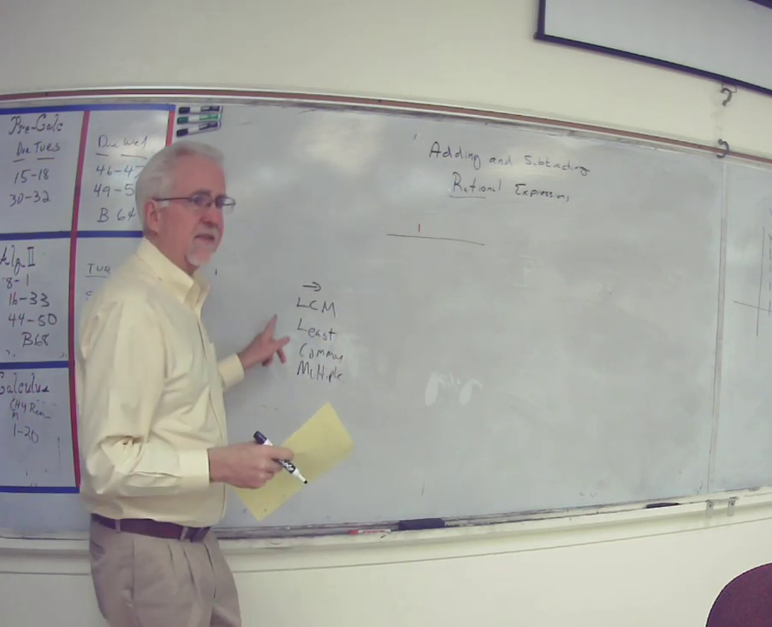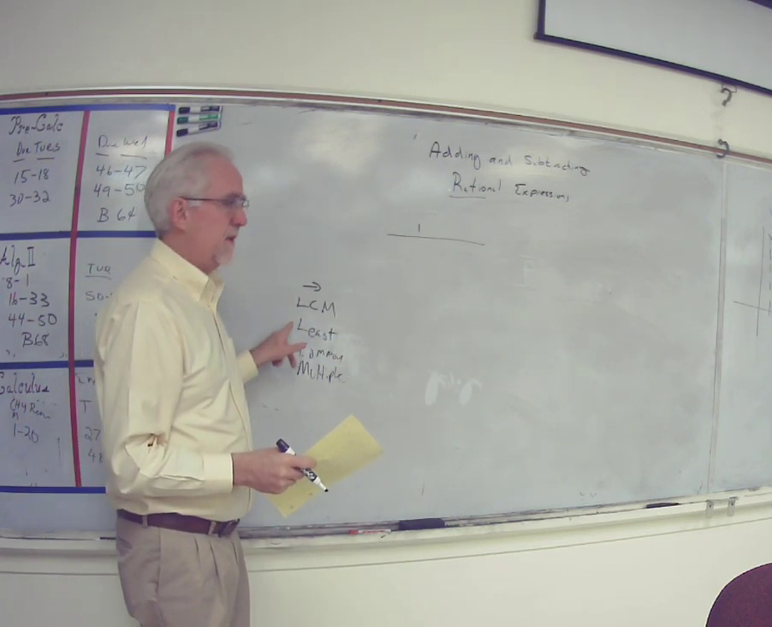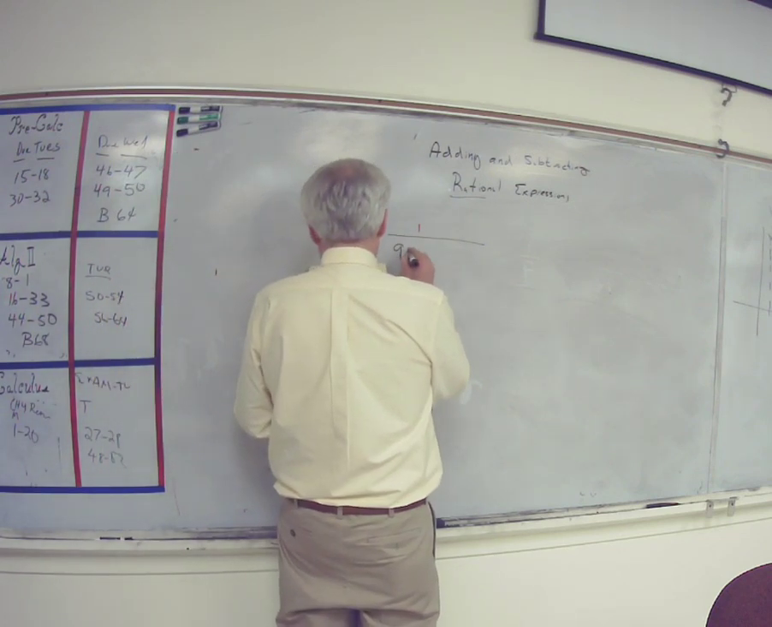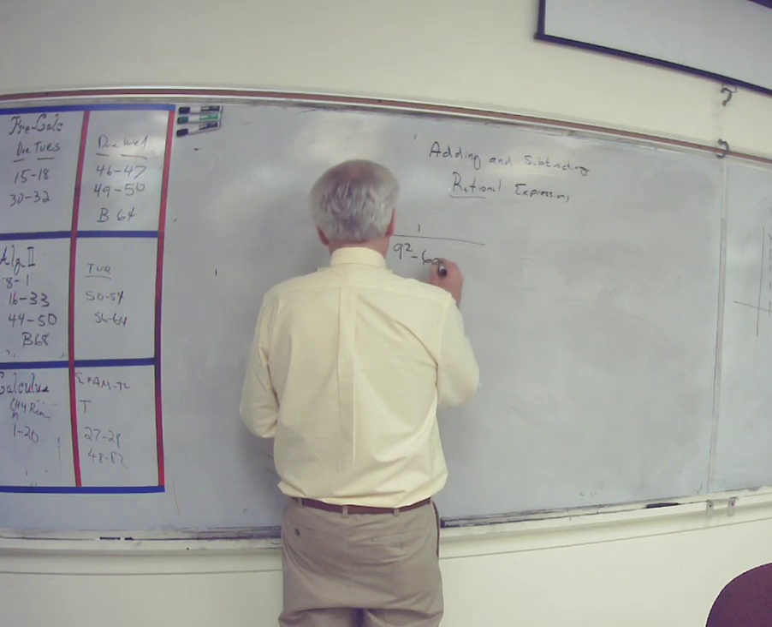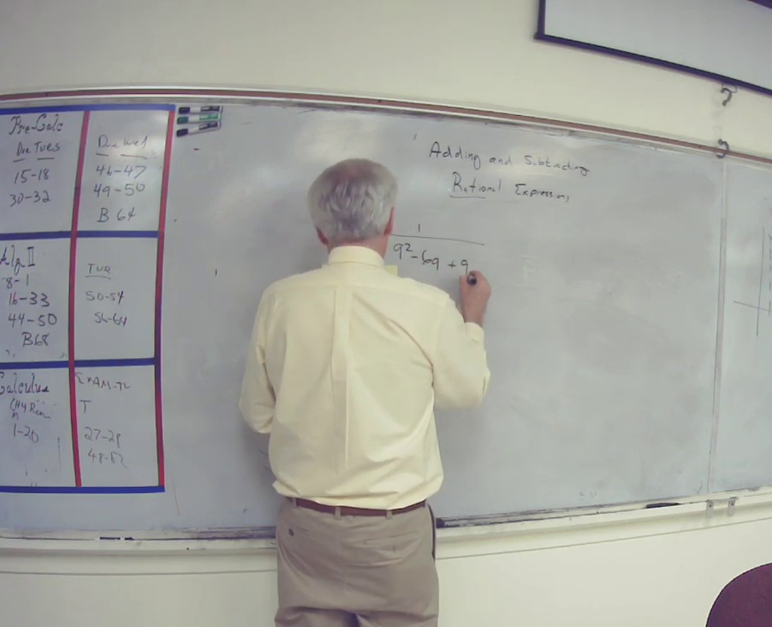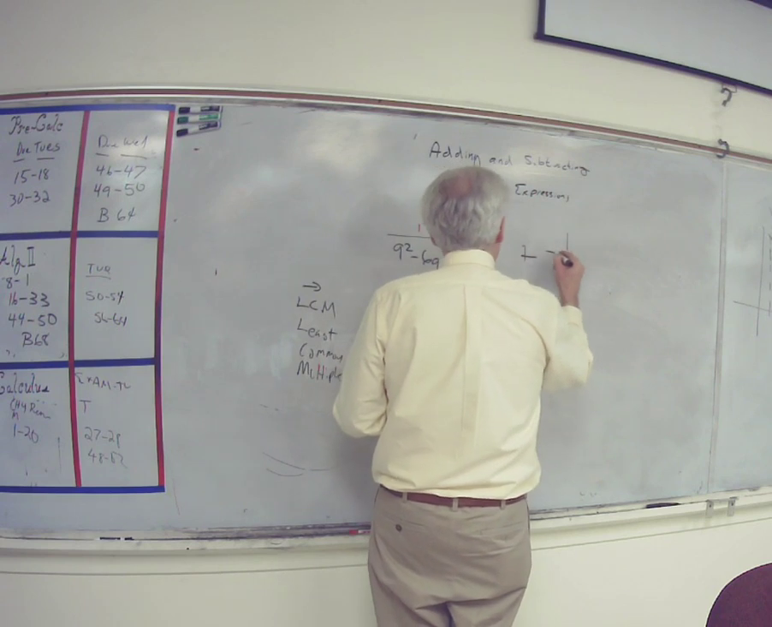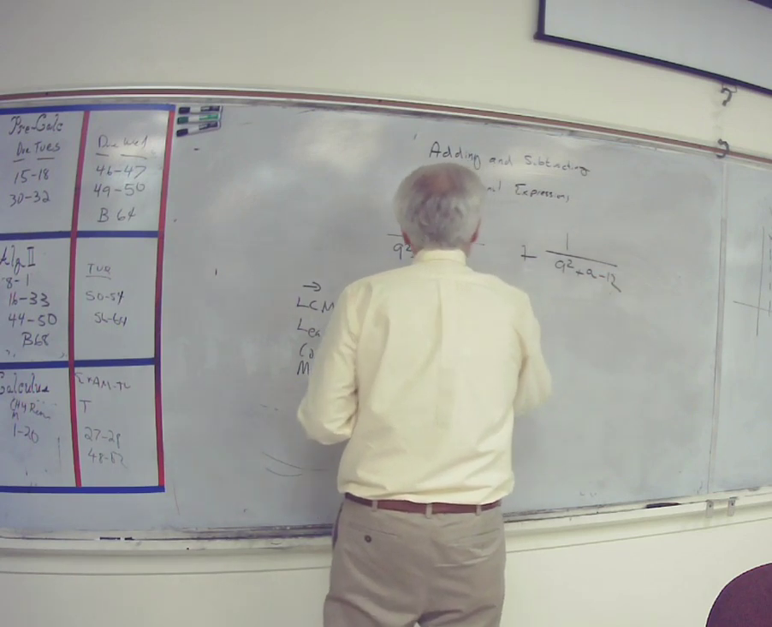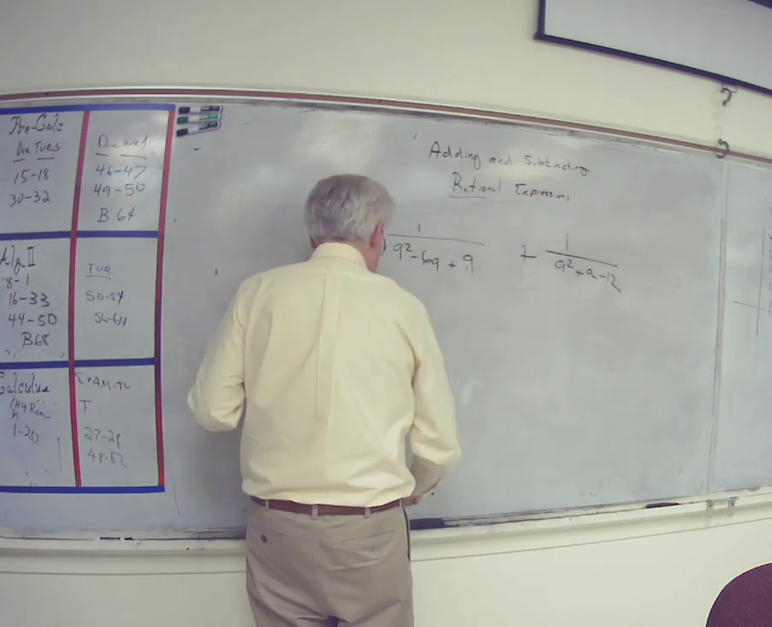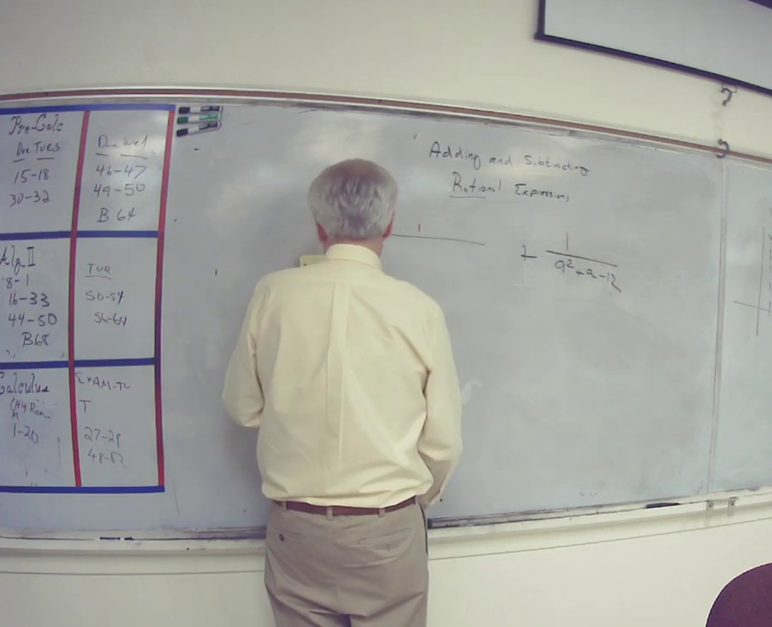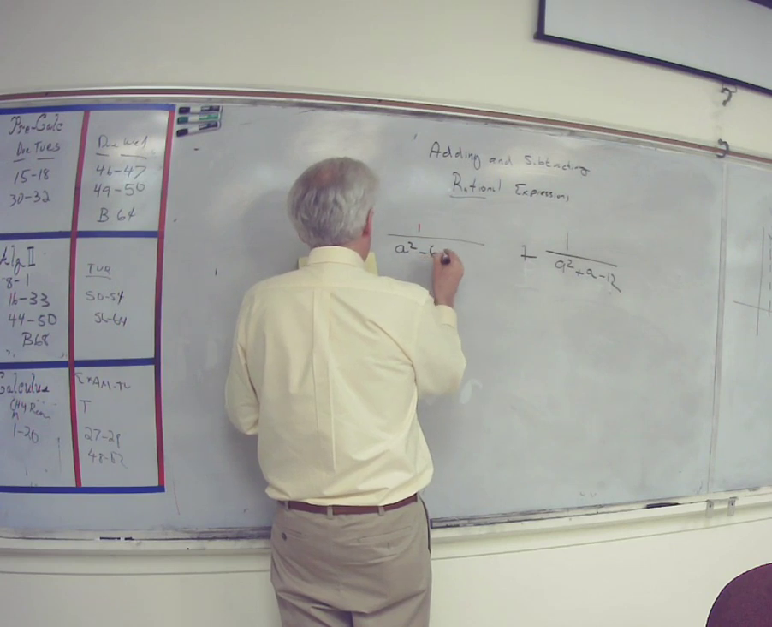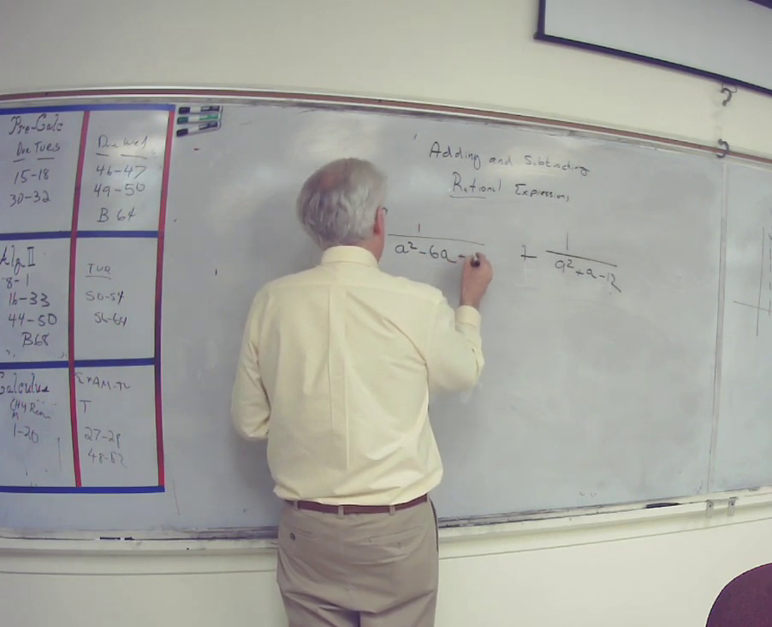Right? And you could think of it like the common denominator, but we're just going to call it the least common multiple. What if I had 1 over a squared minus 6a plus 9 plus 1 over a squared plus a minus 12. I'm going to write this neater to make sure that you can see it. This is a squared minus 6a plus 9.